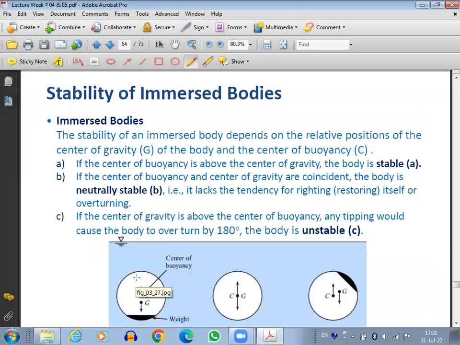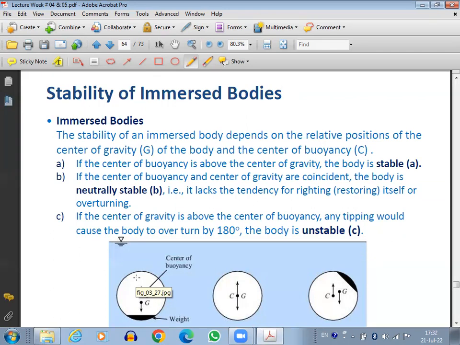Okay, next topic, stability of immersed bodies. What is stability? Stability means a slight disturbance is not going to affect its orientation. If I am stable, and somebody pushes me a little, I'm not going to fall down. But if I'm unstable, then a slight disturbance is going to let me fall down. So this is how it is.